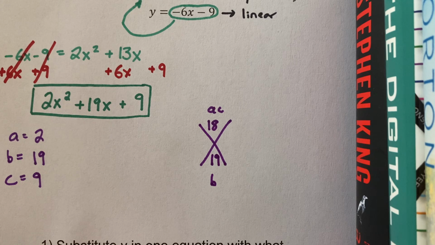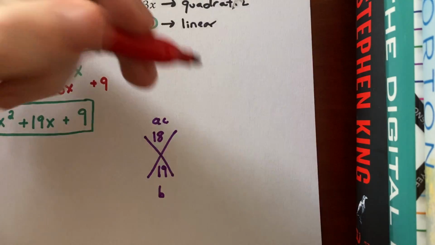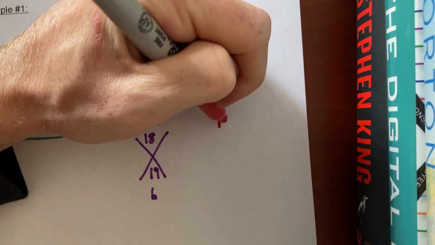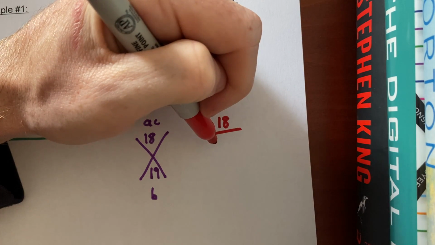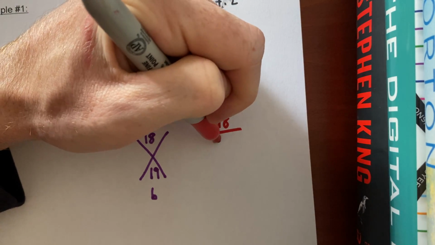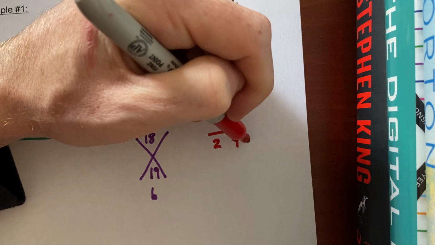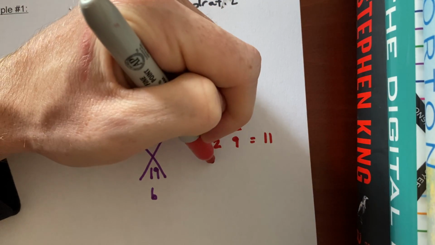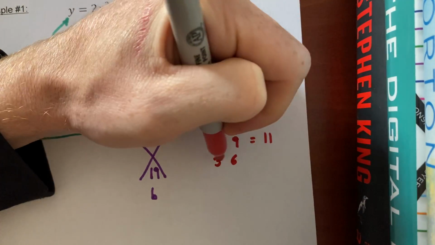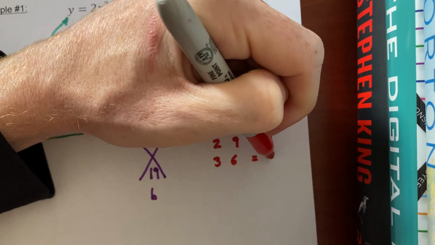And then I'm looking for two numbers that multiply to get 18, but those exact same two numbers add to get 19. So worst case scenario, you're coming over here, making that T chart, and just labeling numbers that multiply to get 18. So 2 times 9 is 18, but when you add those together, you get 11. So I know that cannot be the answer. What else? We have 3 and 6. Those multiply to get 18, but they add to get 9.